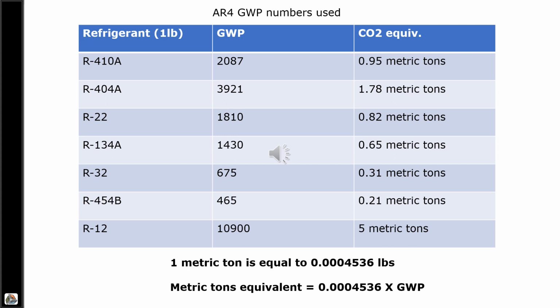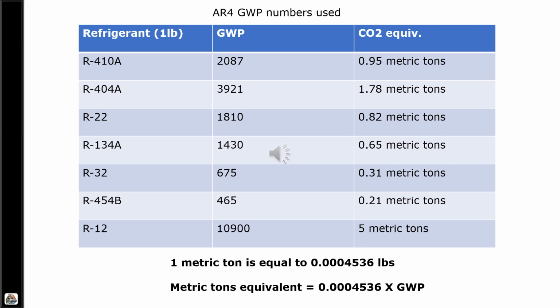On the left-hand column, you're seeing the refrigerants in 1 pound increments. These are the most popular refrigerants out there. In the middle column, I'm showing you the GWP, or the global warming potential number. And then in the right-hand column, I'm showing you the metric ton CO2 equivalent after I've calculated it out. So starting with 410A, we have 1 pound of 410A, and the global warming potential for that is 2087. So if I multiply that by our constant, I come up with 0.95 metric tons of CO2 equivalent.